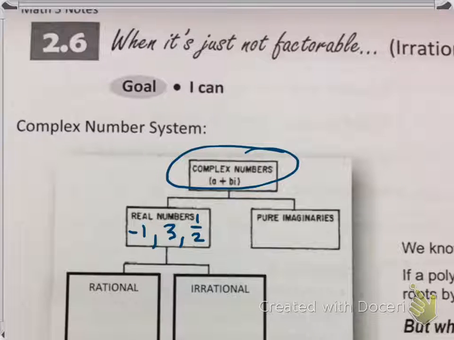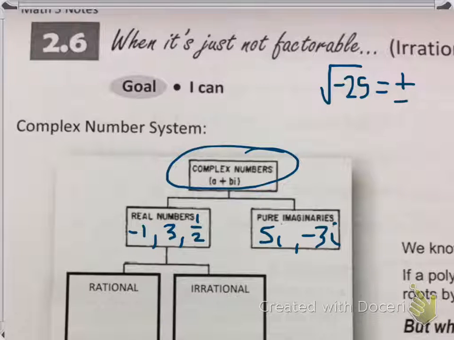All of those are real numbers. Imaginary numbers are numbers that have the i on them, like 5i or -3i. The i stands for the imaginary part. Just a couple of reminders of the rules. If you have the square root of -25, your answers to that would be plus or minus 5i, because the 25 comes out as 5, and the i comes from the negative underneath the radical.